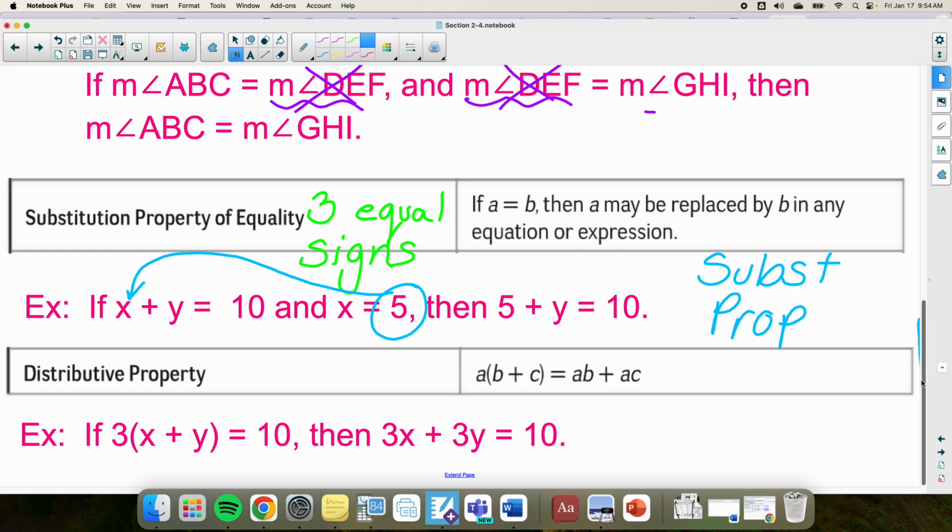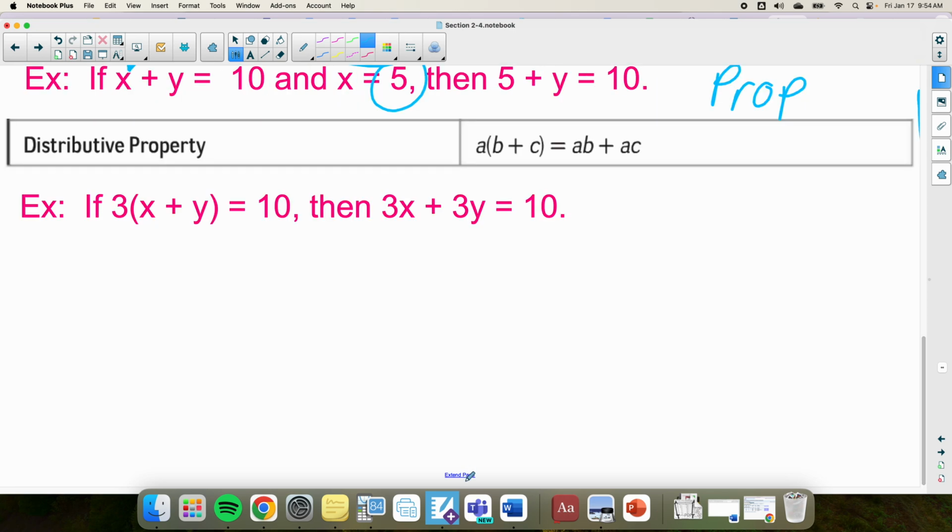Okay? Now this last one, most kids do just fine with because you're familiar with it from algebra. Do you guys remember that if you have a number outside of parentheses, you distribute it? That's all they did here. They went 3 times x is 3x, 3 times y is 3y, equals 10. So this is going to be distributive prop. So I write D-I-S-T prop. Okay?